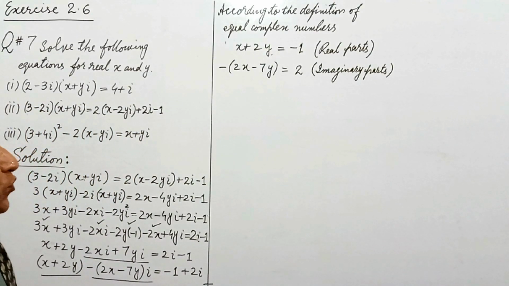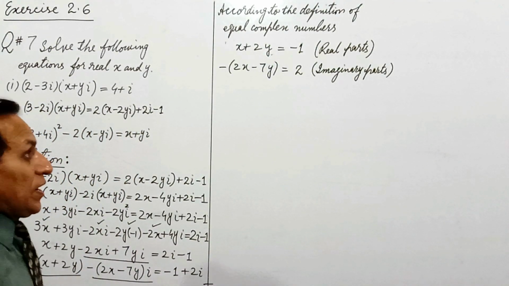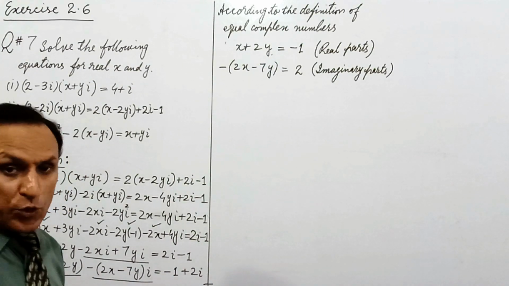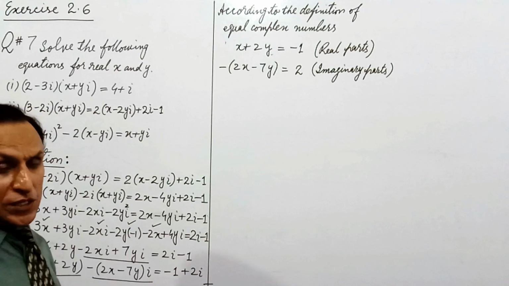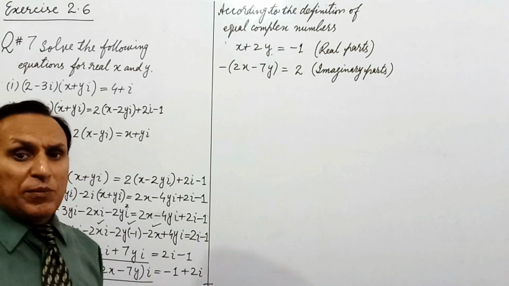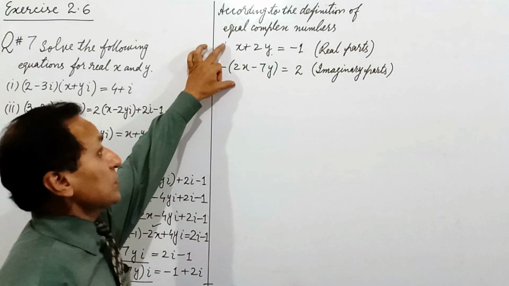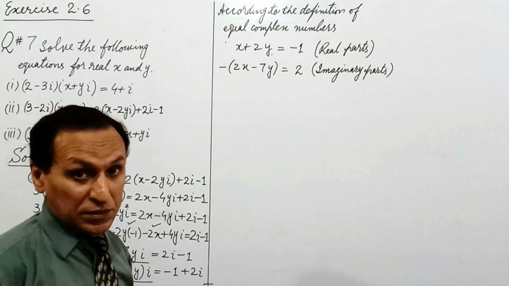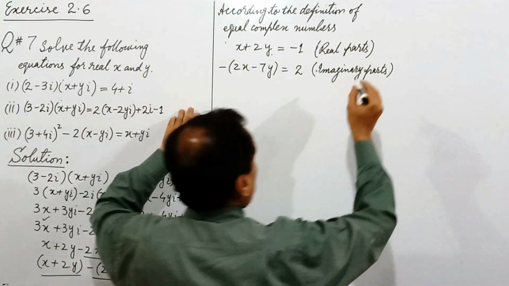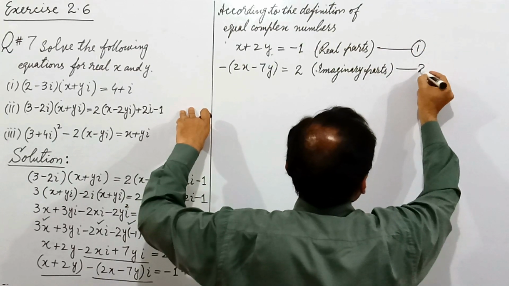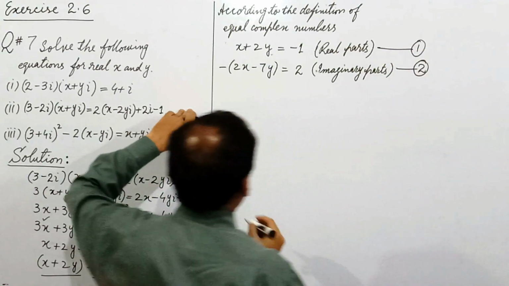We have two equations on our hand, so we have to apply any of the methods: equating the coefficients, substitution method, cross multiplication, or the different methods of simultaneous equations, because we have two simultaneous equations to solve to find the values of x and y. First of all, we name this as equation 1 and this one as equation 2.